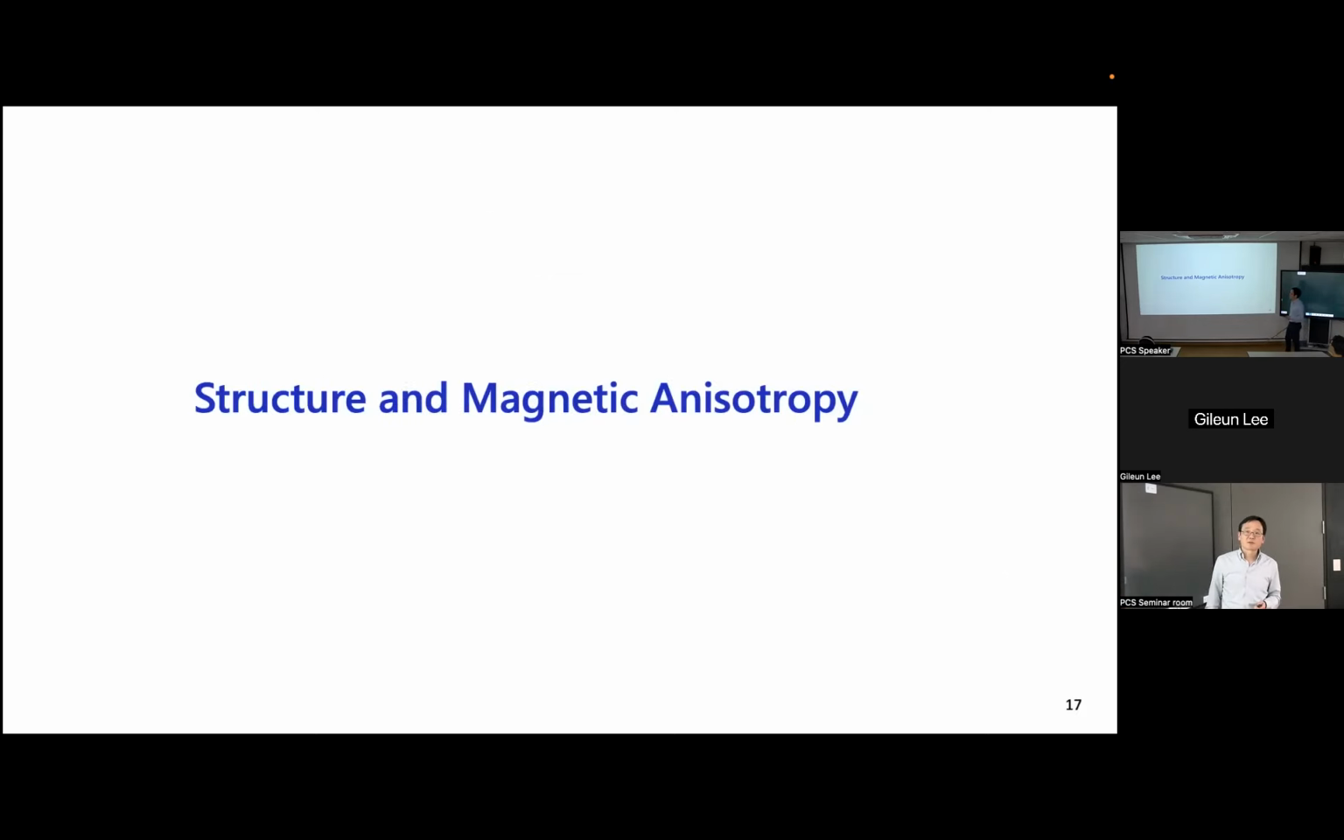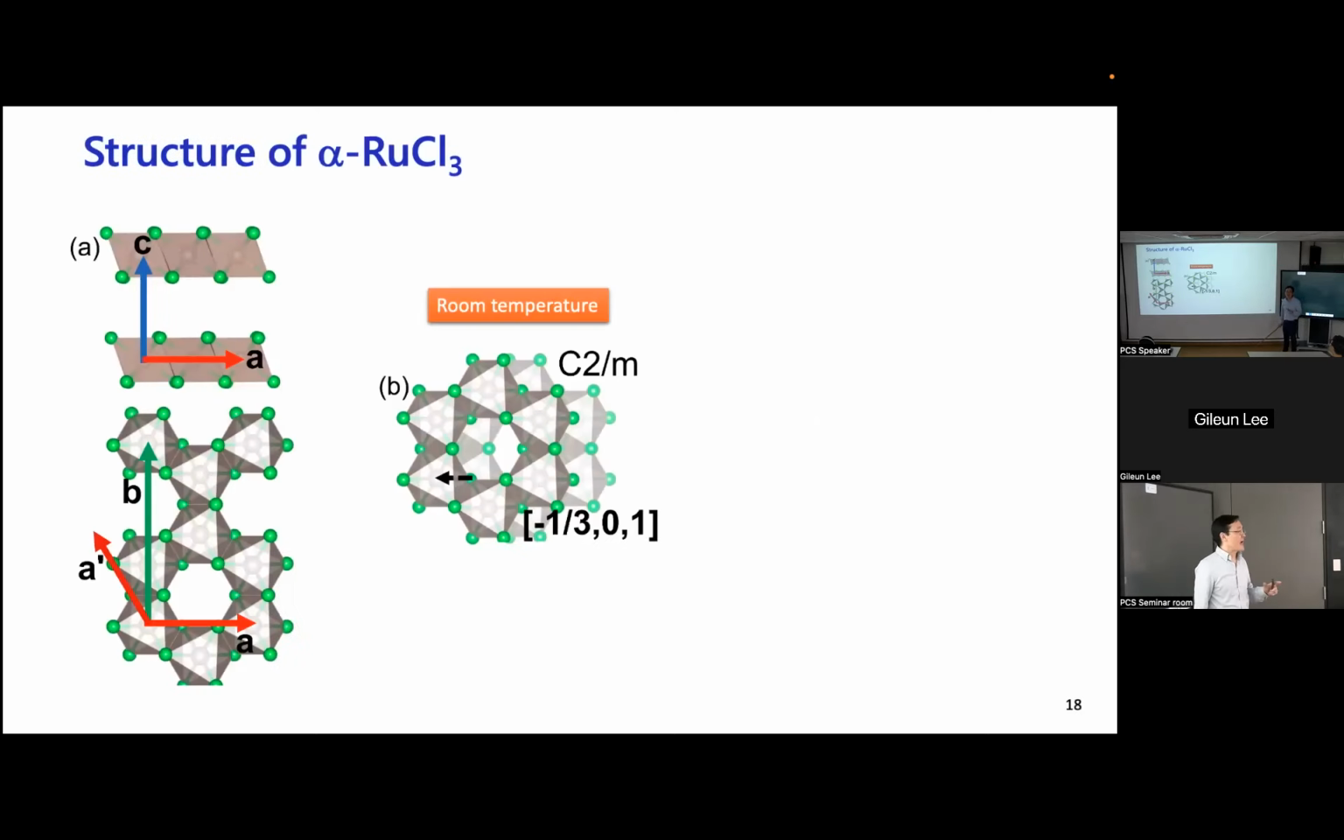The first thing that we want to talk about is structure and magnetic anisotropy, to answer the question of what the difference is. The main story is this. Here's a honeycomb lattice, a single layer, and you have to stack them. Unfortunately, it doesn't stack in an AA type of stacking in real materials. There's some other way of stacking that is found in the real materials.